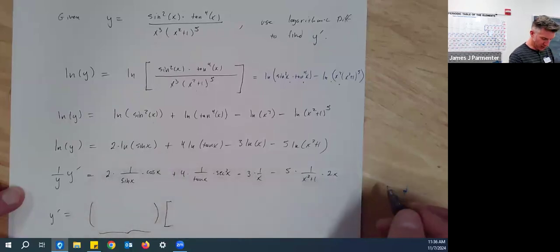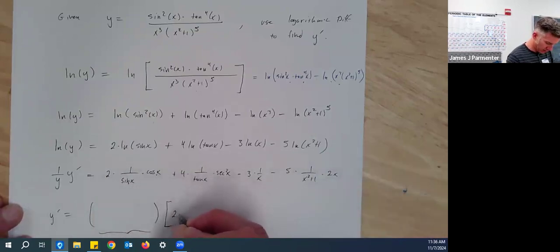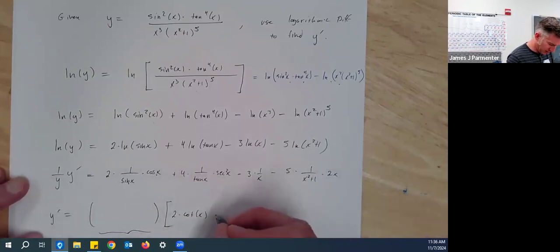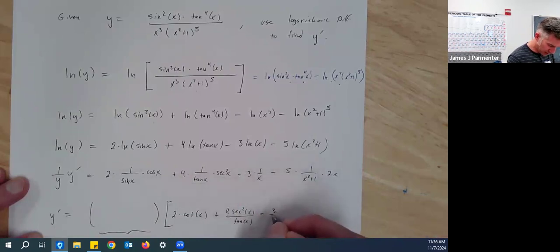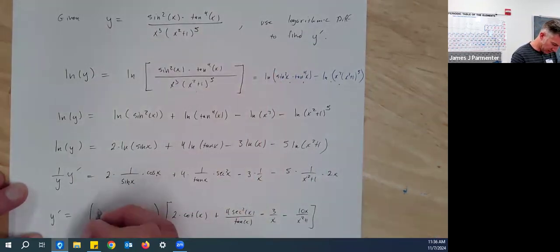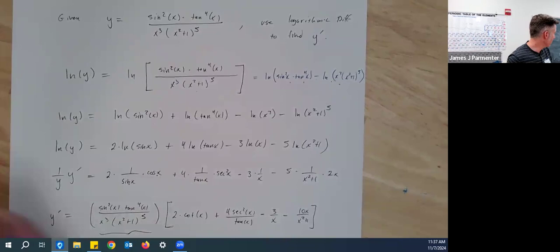times all this stuff, which I'm going to simplify a little bit. Cosine x divided by sine x is cotangent x. We have 2 times cotangent of x. Unfortunately, secant squared divided by tangent doesn't really have a nice simplification, so we're just going to write it as 4 secant squared of x over tangent of x minus 3 over x minus 5 times 2x is 10x over x squared plus 1. All that times its initial y thing, which was sine squared of x, tangent to the 4th of x over x cubed times x squared plus 1 to the 5th. So there's your really terrible derivative.